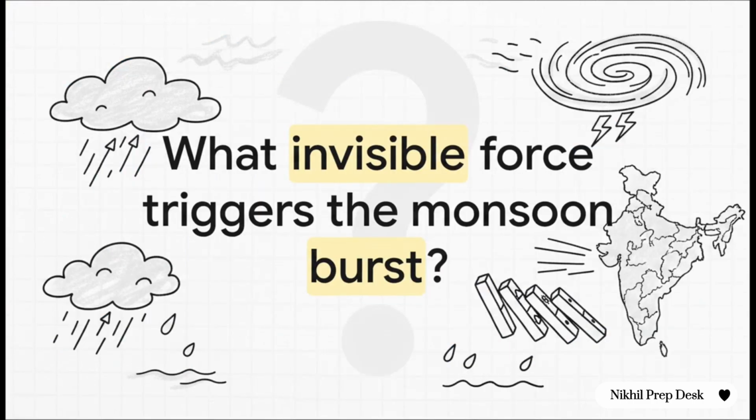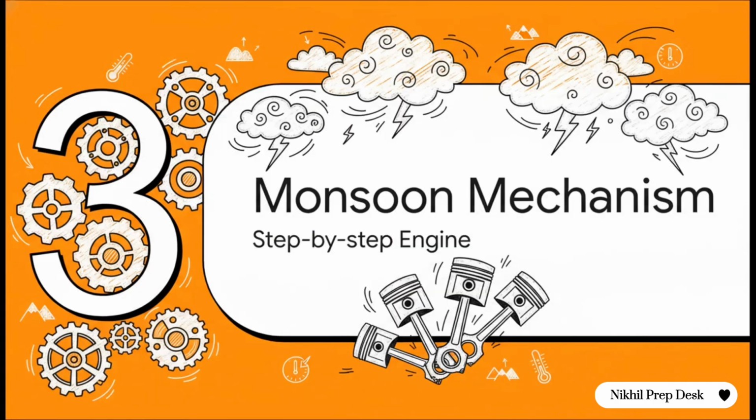So this brings us to a fascinating geographical mystery. What exactly triggers the explosive burst of the Indian monsoon? Well, it's not just one single thing. It's actually this incredible sequence of high-altitude dominoes that all have to fall at exactly the right time. Let's break those dominoes down in Section 3, the monsoon mechanism explained.